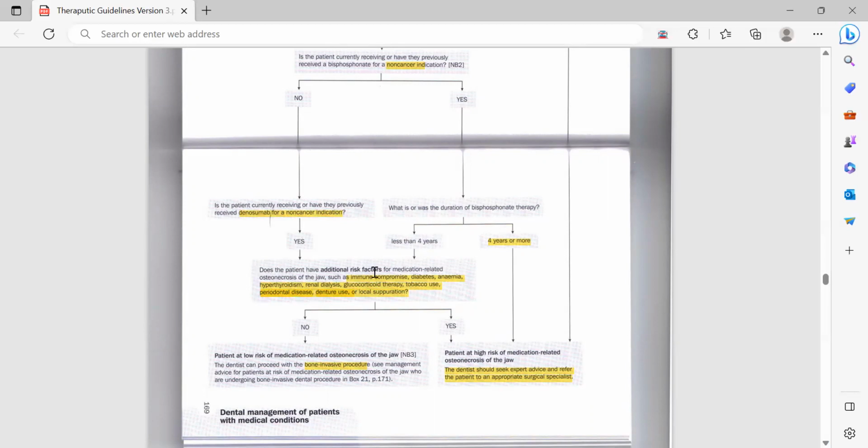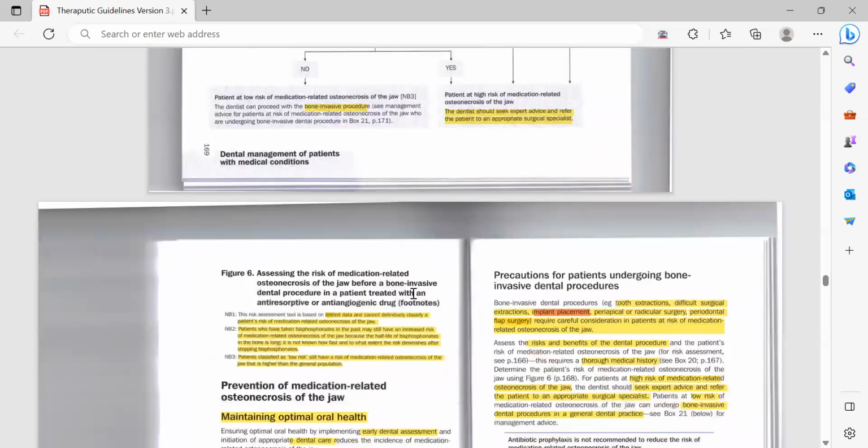These things, that what additional risk factor can vary your management, which is you need to understand their immune compromise, corticosteroid therapy, then diabetes, smoking, anemia, hyperthyroidism, renal dialysis, periodontal disease, denture use, or local suppuration.